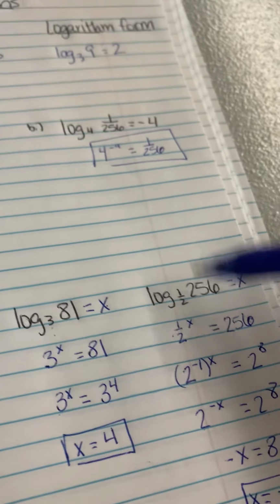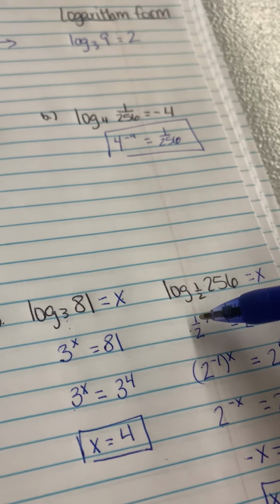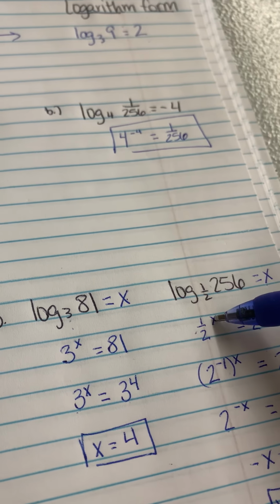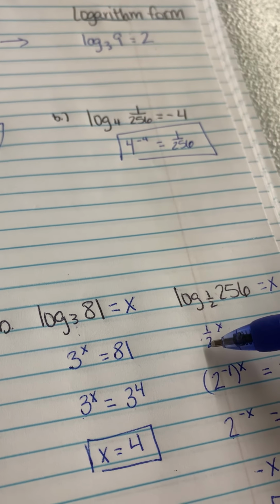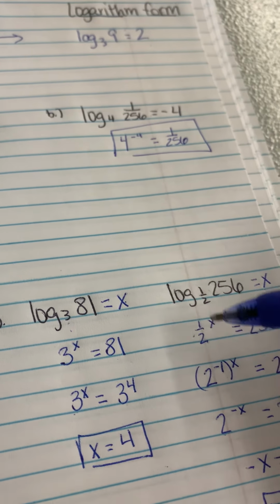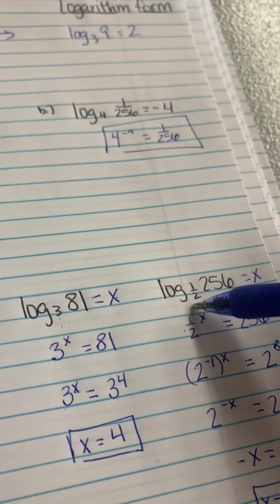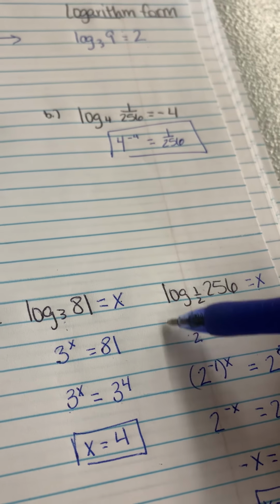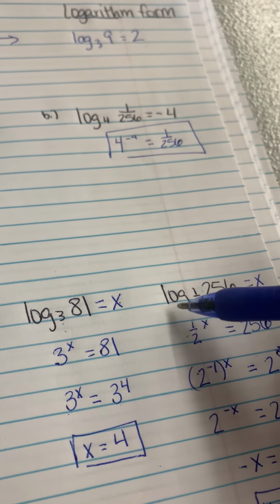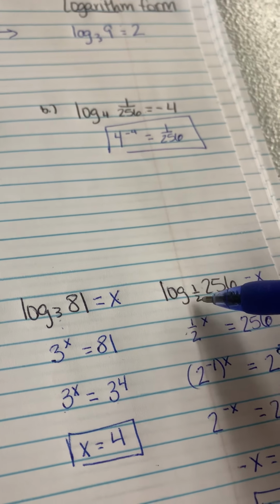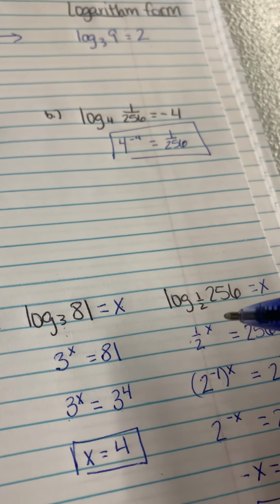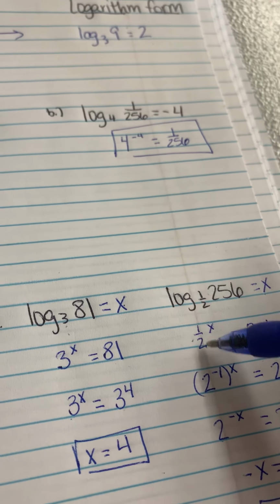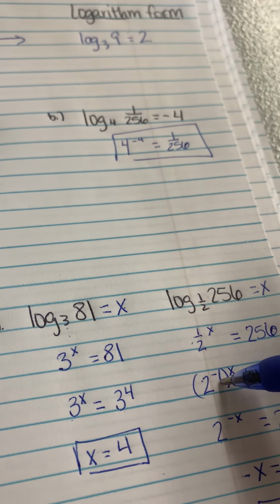Let me go back and explain this one more time. I have 1/2 to the x. Well, 1/2 is really 2 to the negative 1 because I needed the 2 to come up. And remember, anytime we bring something from the denominator to the numerator or vice versa, the exponent sign changes. And that's how I got 2 to the negative 1.